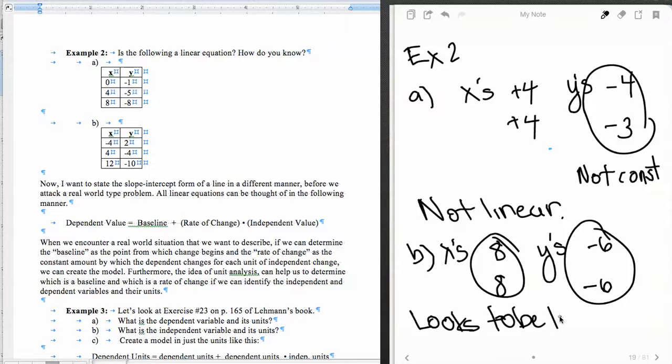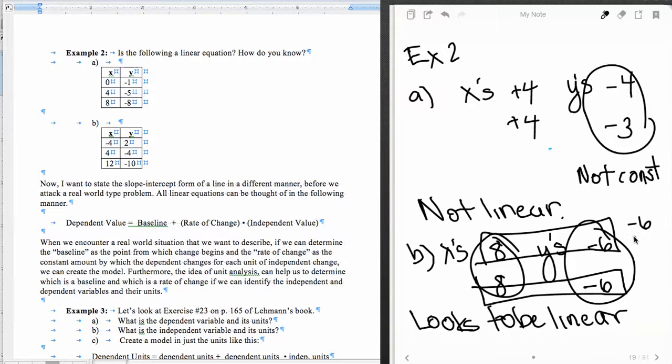And the reason that it looks to be linear, of course, is because we have constant rate of change as a ratio of y's change to x's change. And you see that if you take two of these at a time, this one and this one, and this one and this one, what we're seeing there is slope, right? It's -6 over 8, -6 over 8. And for slope, of course, we reduce that down to a simplified version of the ratio. But that is what we're looking for to be a linear equation or not.